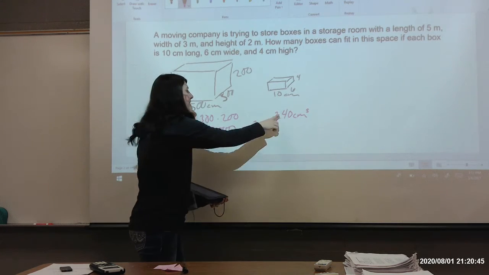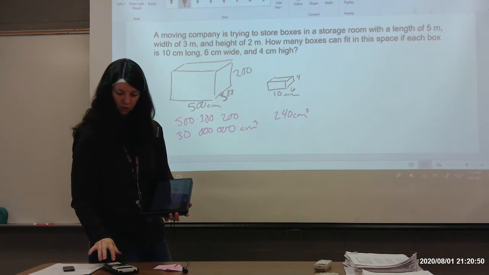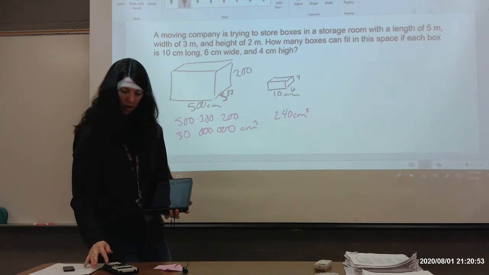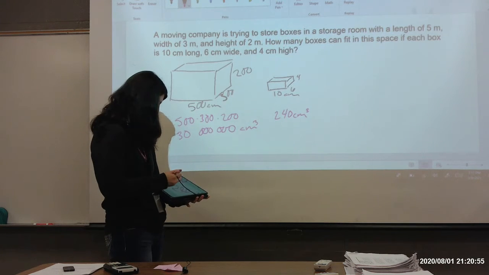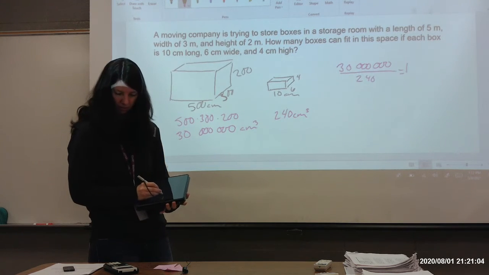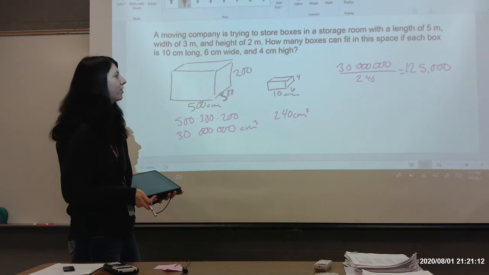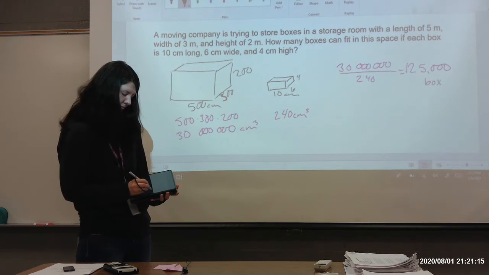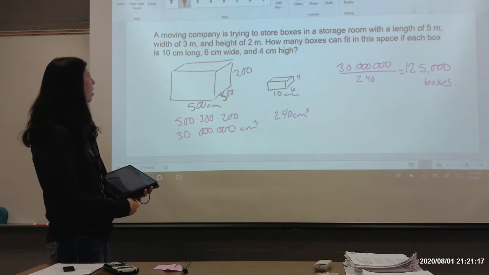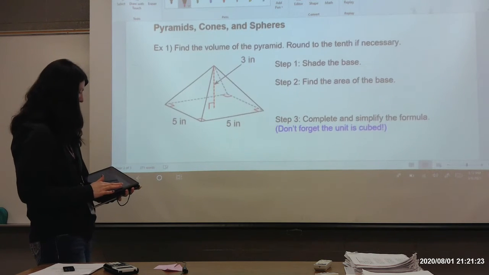And if I want to know how many of these fit into this, I just divide. So I'm going to do 30 million divided by 240, and that gives me 125,000 boxes. Okay? All right, so we are moving on to cones, pyramids, and spheres.